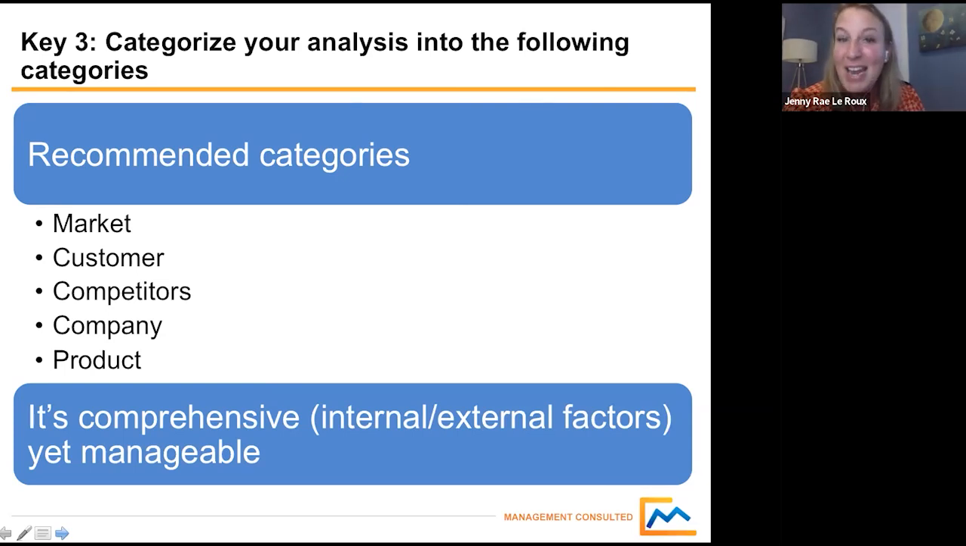Key number 3 is categorize your analysis into the following categories, right? Here are our recommended categories if you're given nothing. If you're given no direction, whether you are doing an analysis of a company's current state or an analysis of their future state, this framework works. This is what we call our market study framework. We use this for case interviews as well.